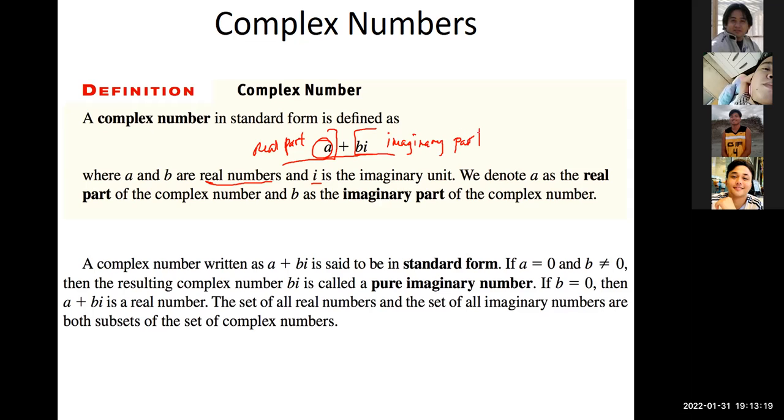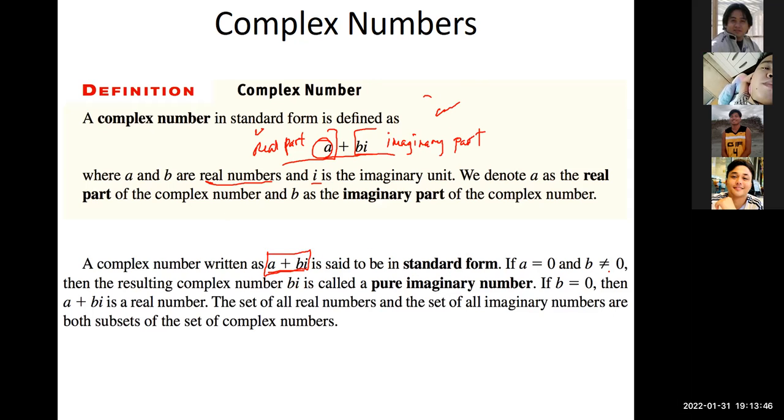Okay. So this is the imaginary part of the complex number. A complex number is a combination of the real part and the imaginary part. A complex number written as a plus bi is said to be in standard form. So ito yung standard form of writing a complex number.